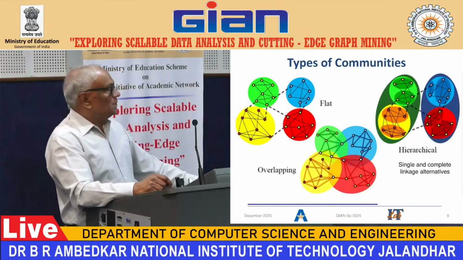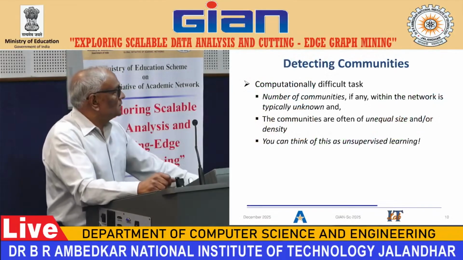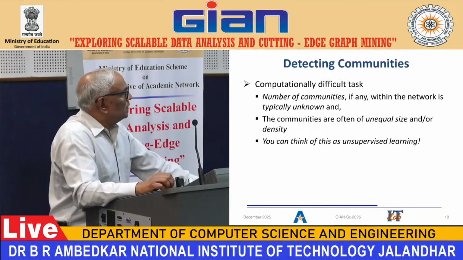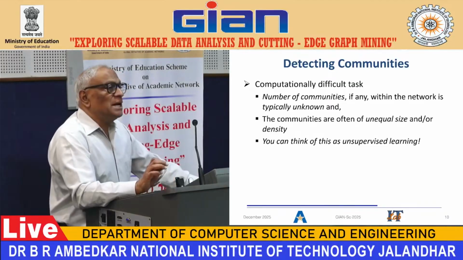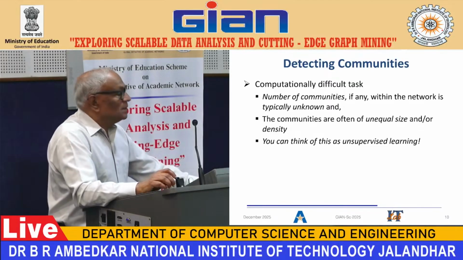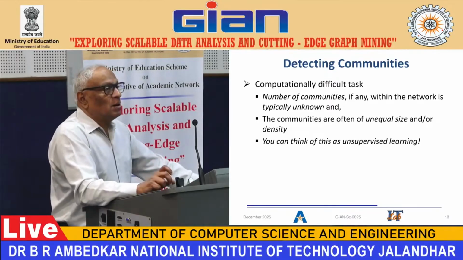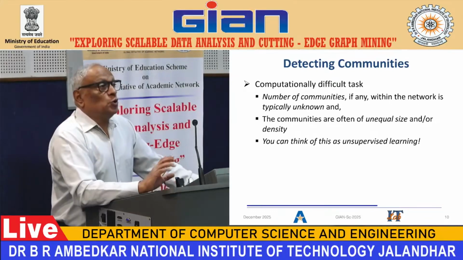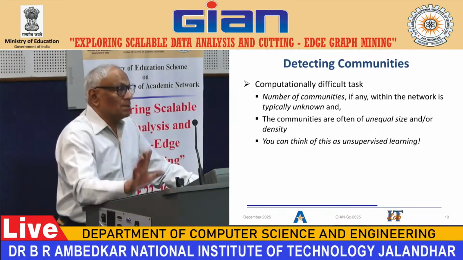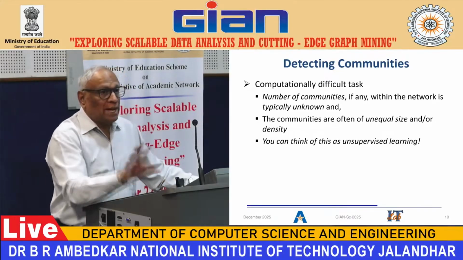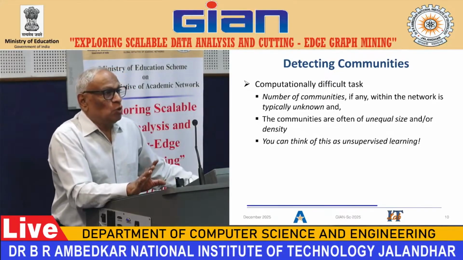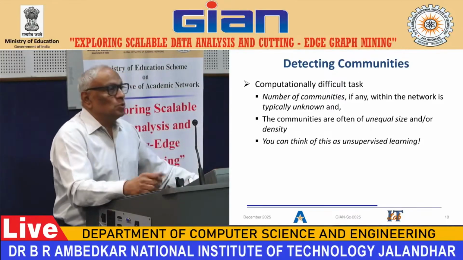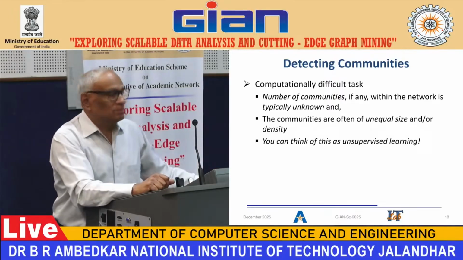So how do you detect communities? It's a computationally difficult task. The number of communities, if any, within the network is typically unknown. So this is a typical example of unsupervised learning, right? Because you don't have a labeled graph. You don't have samples of that. You are given a graph and asked to detect communities. So this is unsupervised learning.